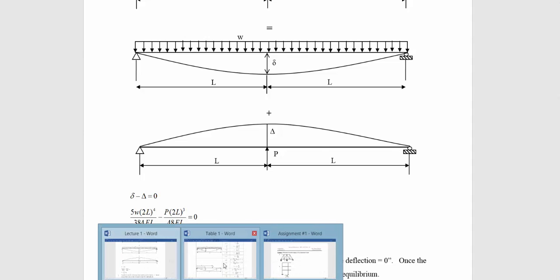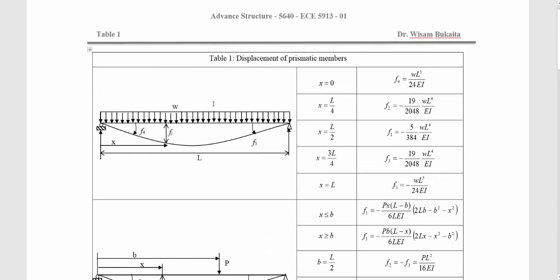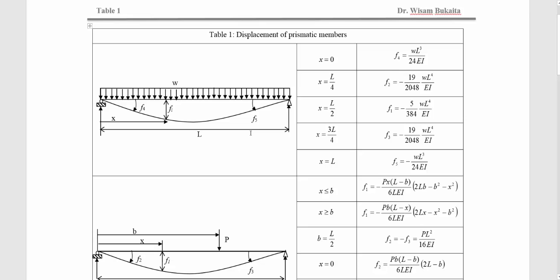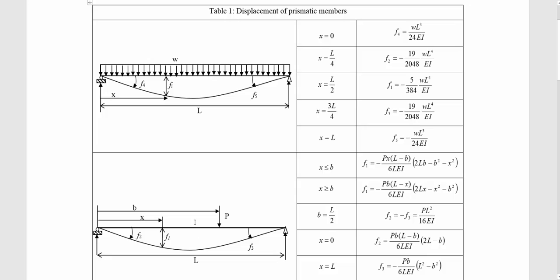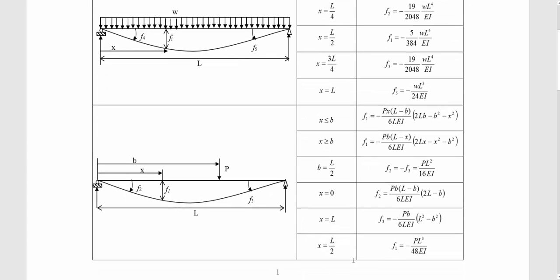By using table 1, we use these two structures. For the uniform distributed load, the deflection at midspan, at x equals L over 2, equals negative 5WL to the 4th over 384EI. It is negative because the deflection is downward. And we'll use the deformation under concentrated load at midspan, at x equals L over 2, which is PL cubed over 48EI. In this case, it is positive because the deformation is upward.